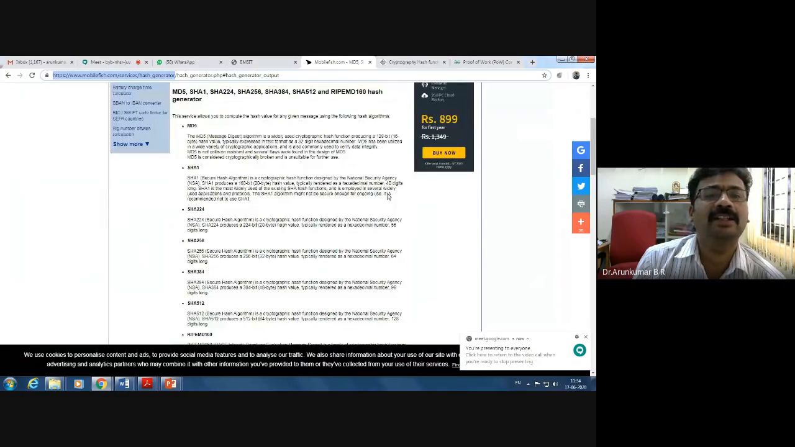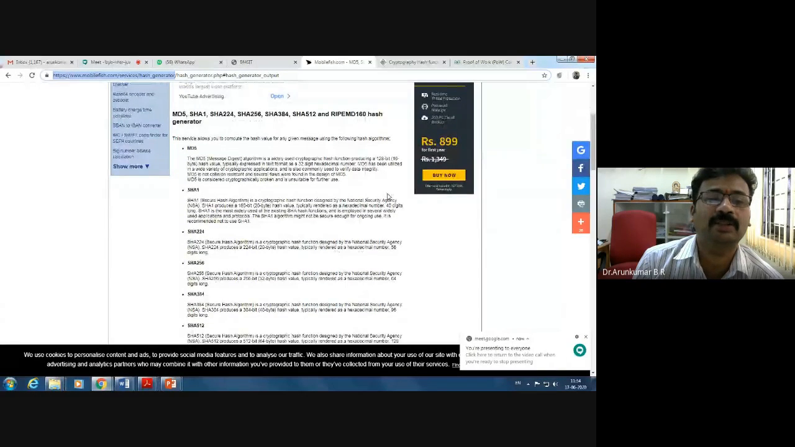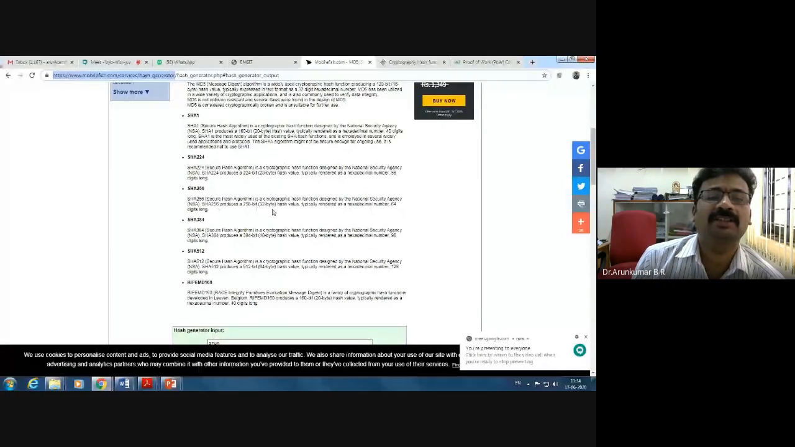Please generate the hash of your name. In this link, there is a brief description given with respect to MD5, SHA1, SHA224 and SHA256. Here the simple task is to use the SHA256 algorithm, which is a cryptographic hash function designed by the National Security Agency, NSA. SHA256 produces a 256-bit hash value, which is typically given as a hexadecimal number, 64 digits long.